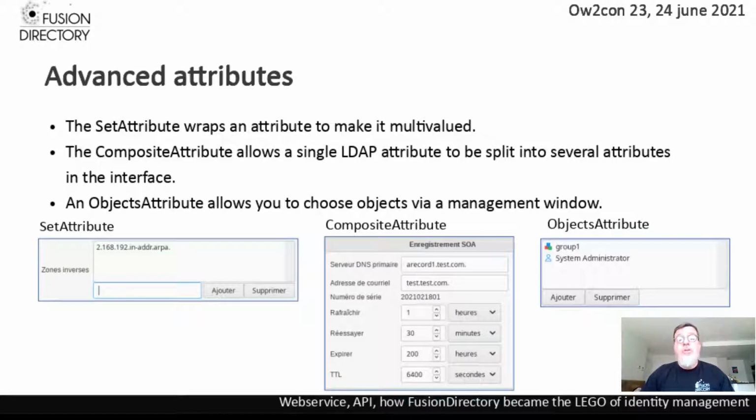We also have some kinds of advanced attributes. For example, the set attribute wraps around an attribute that's not multi-valued to make it multi-valued. The composite attribute allows a single LDAP attribute to be split into several attributes in the interface. Here you see the case of a DNS record. And the object attribute allows you to choose an object via a management window and only click on the object.